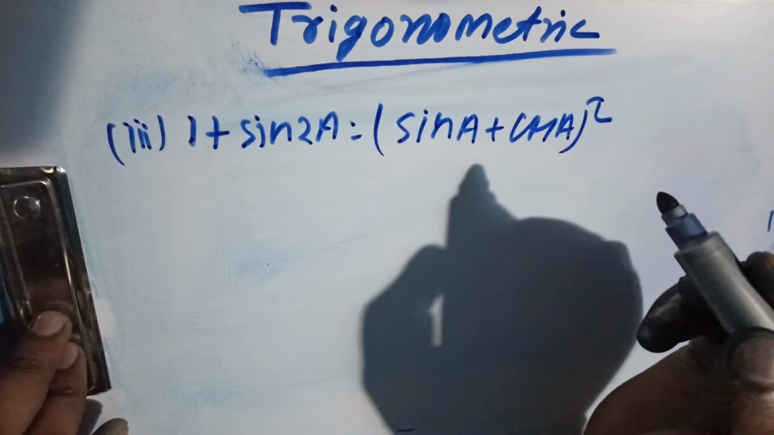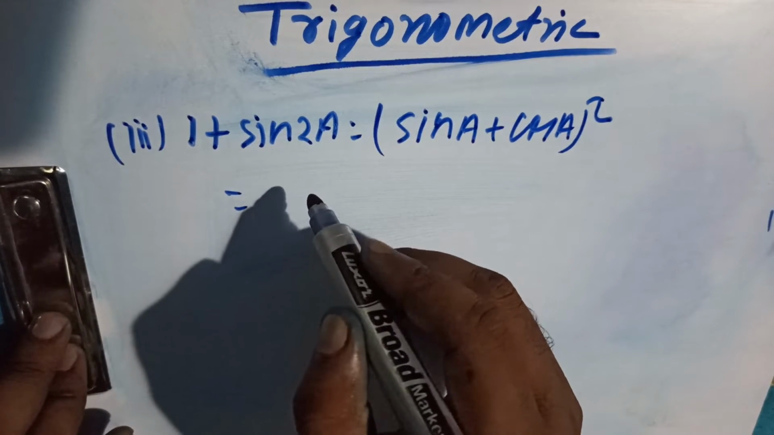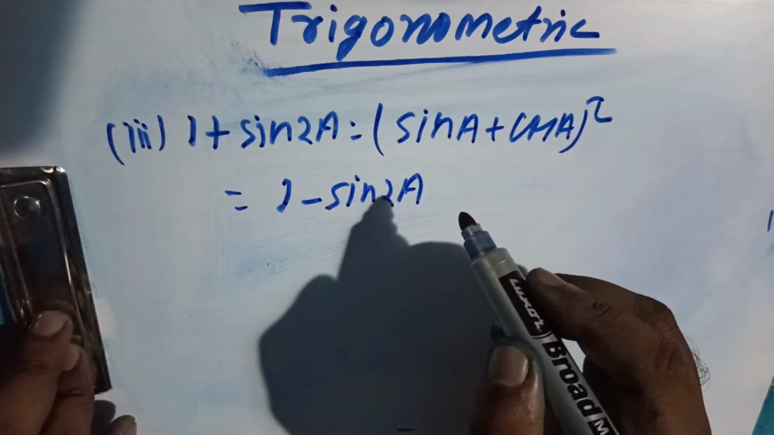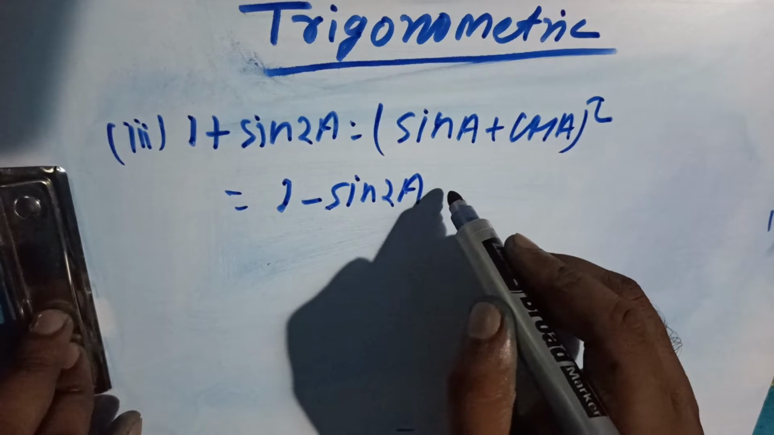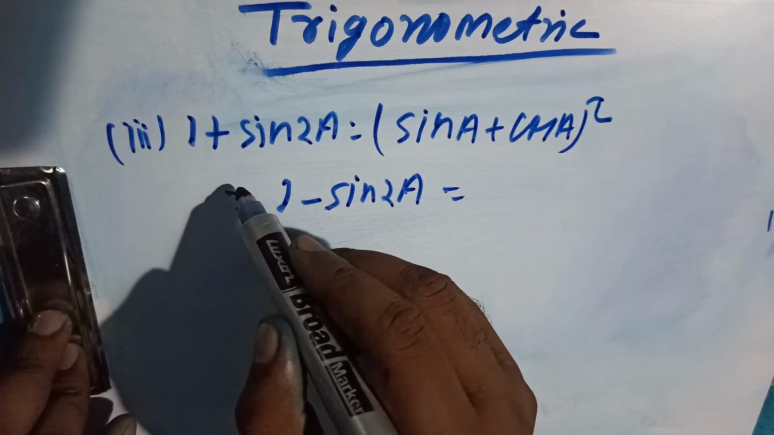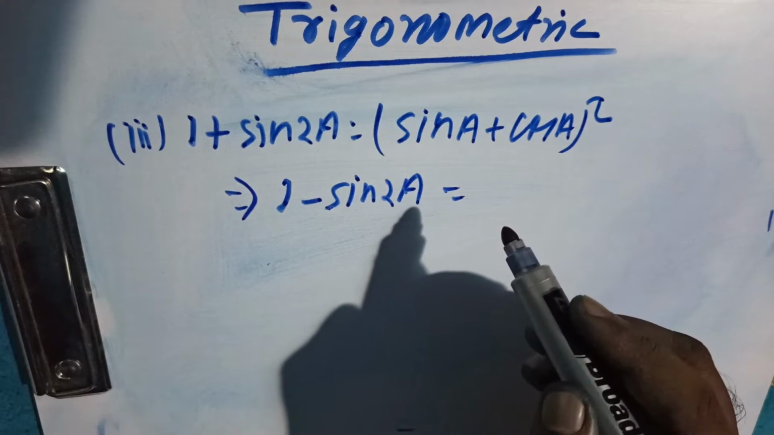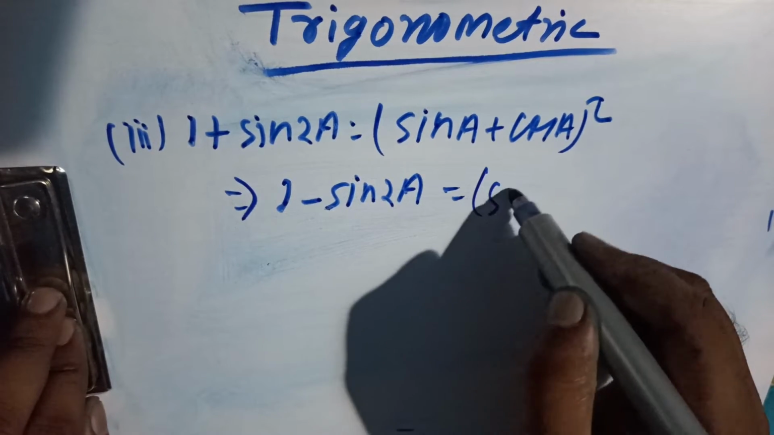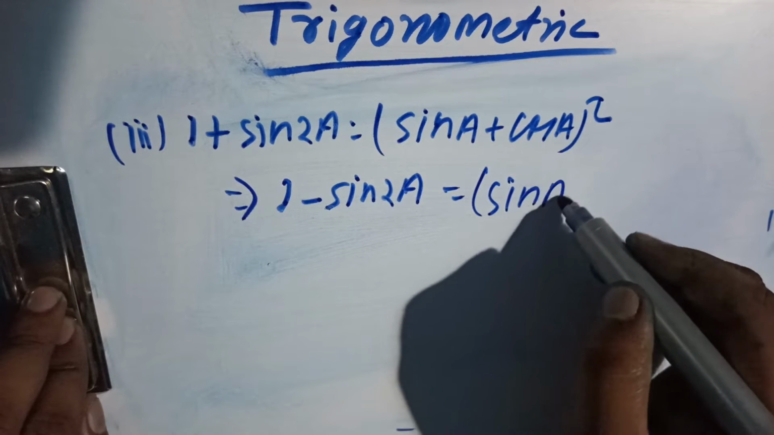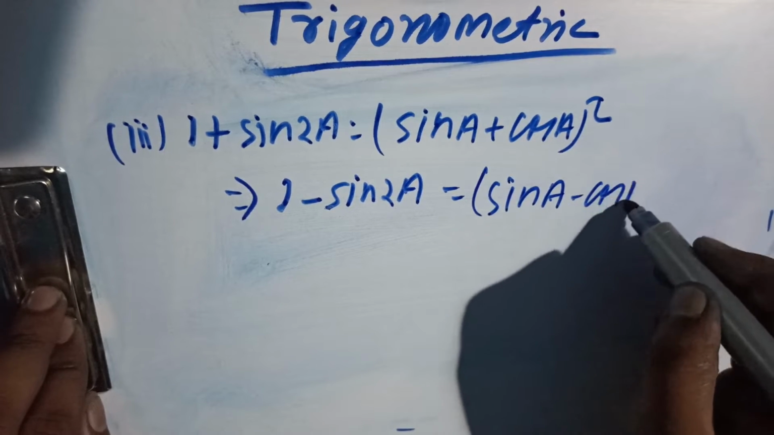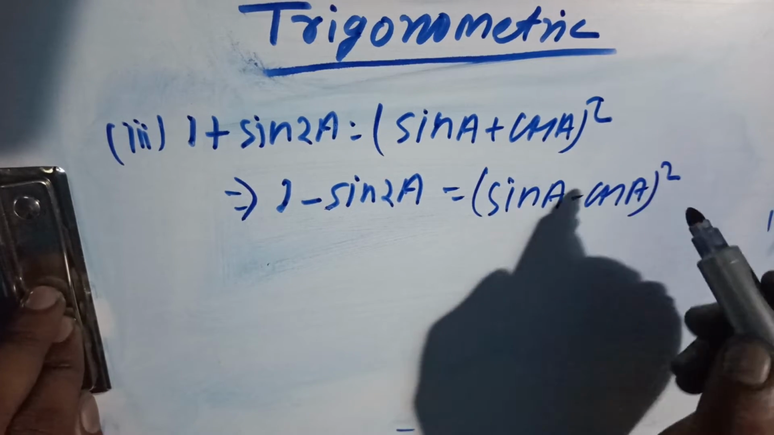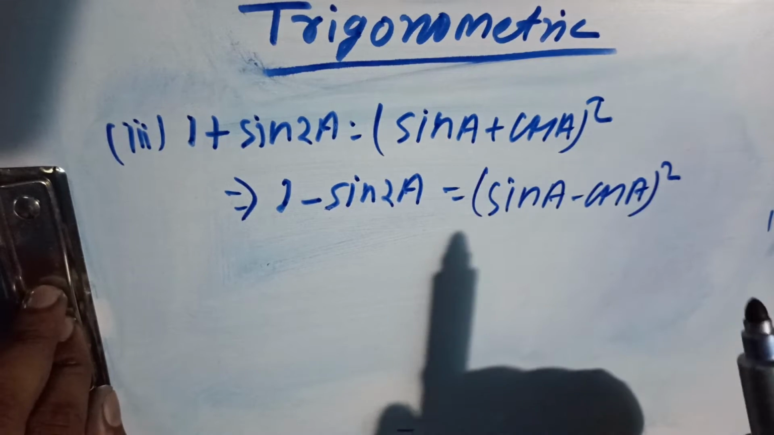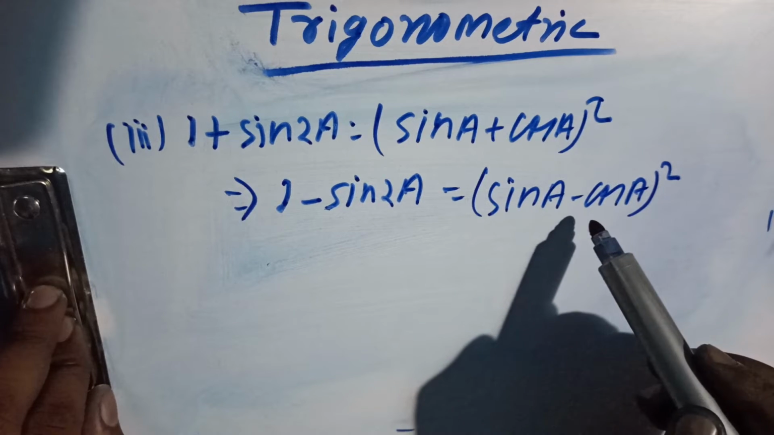This formula is written in another form, look at 1 minus sin 2a equal to (sin a minus cos a) whole square. In case of positive, when 1 plus sin 2a, then (sin a plus cos a) whole square. In case of negative, (sin a minus cos a) whole square.